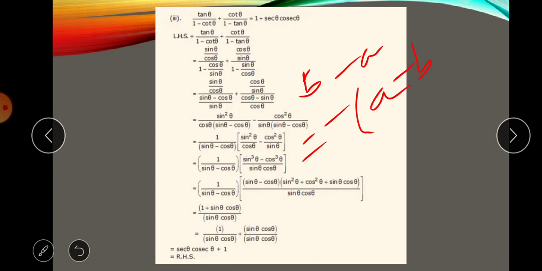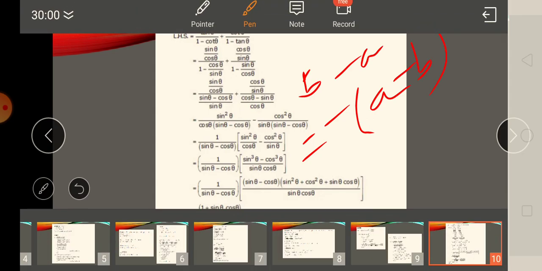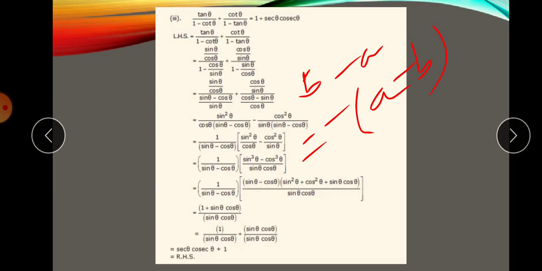The same way here also. When you change this cos theta minus sine theta into minus of sine theta minus cos theta in bracket, the plus is changed into a minus. But here, sine theta cos theta is common, and they have taken it out. And sine square by cos theta, cos square by sine theta. Now again LCM. So sine cube theta minus cos cube theta. You know the a cube minus b cube formula? Yes: a minus b into a square plus b square plus ab.